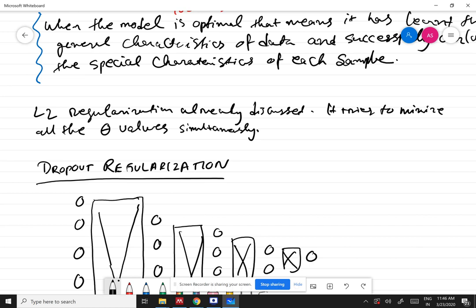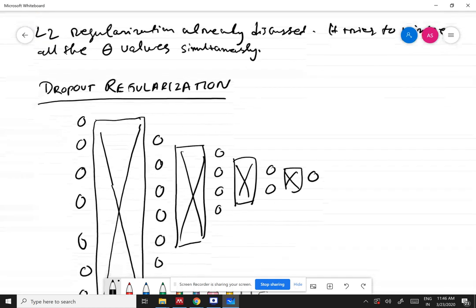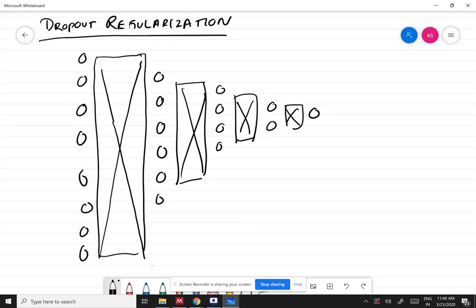If you have doubt, go back to the regularization discussion which we did as part of the logistic regression. Okay, now we come to dropout regularization. It is a very popular method of regularization in neural networks.